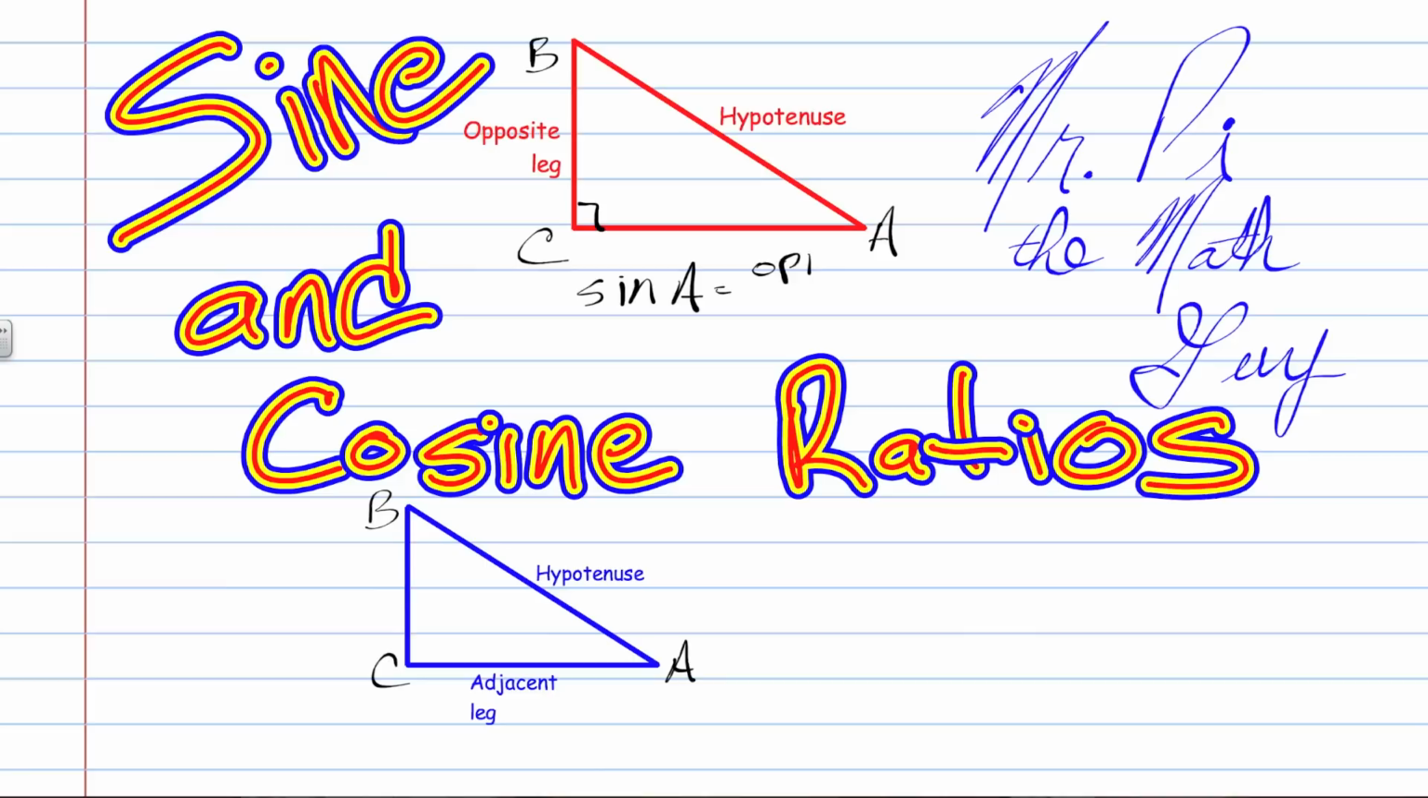If you watched my previous lesson on tangent, hopefully you understood that we can have the sine of A and the sine of B, which are two different angles. Down here in the blue, C again is our right angle, and the cosine of angle A is equal to the length of the adjacent leg over the length of the hypotenuse. We're going to study these a little bit more through example.